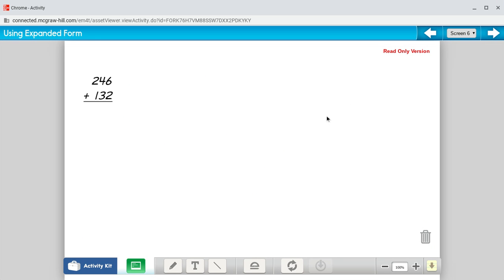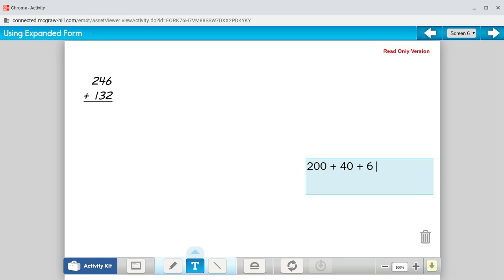All right, and we've got this guy here, 246 and 132. All right, told you, lots of practice, and then you guys are going to get ready to try this on your own with our next one. All right, so here is our box, 246. Say it with me, 246. 200 plus 40 plus 6 equals 246.